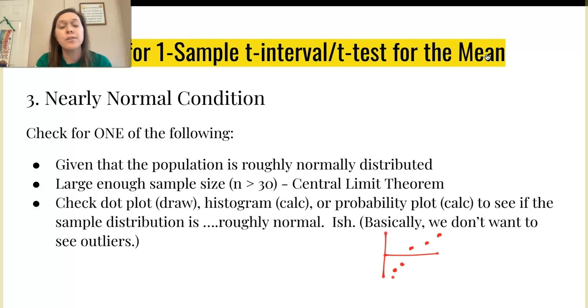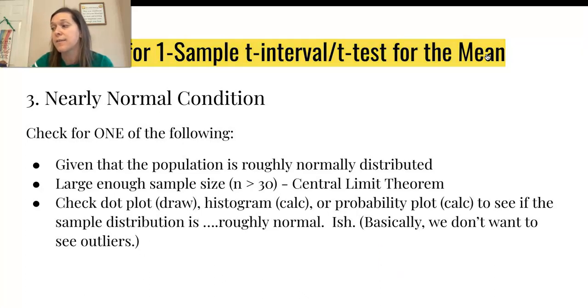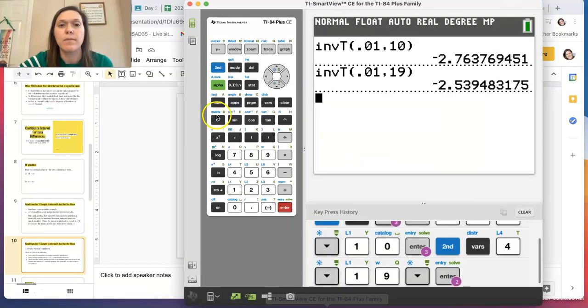So if we're not told, if our sample size is not large enough, then we actually have to make an image of the sample and then say, hey, our sample does look roughly normal-ish, right? We don't want to see outliers. Nothing's going to be perfectly normal. Nothing will be perfectly linear when you make those probability plots. So I don't know if you guys really quickly remember how to do those.